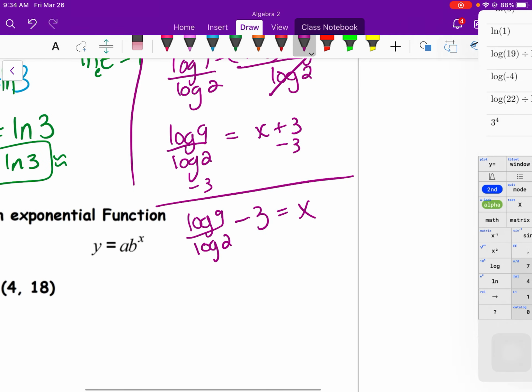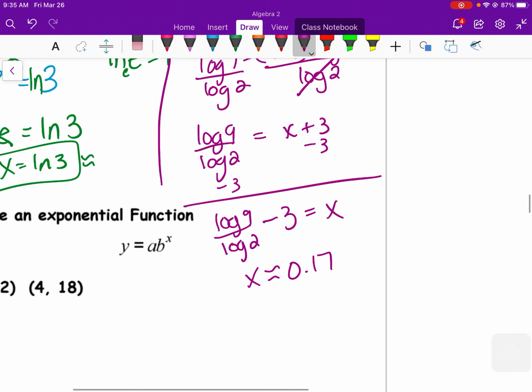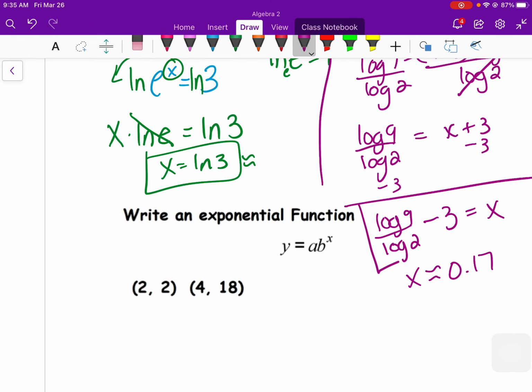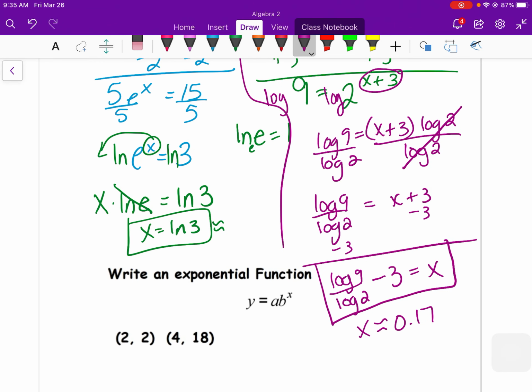If I wanted an approximation for that, you would have to put in the log of 9, and then that divided by the log of 2, get that answer, and then subtract 3 from it. So x is approximately 0.17 if we round to the hundredths place. But this is my exact answer. So that one was a little trickier.